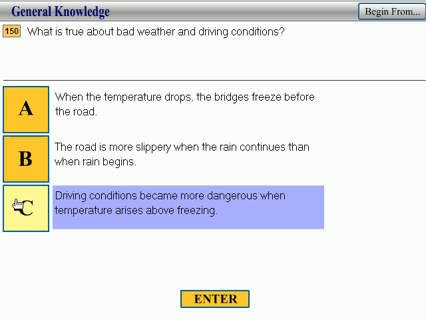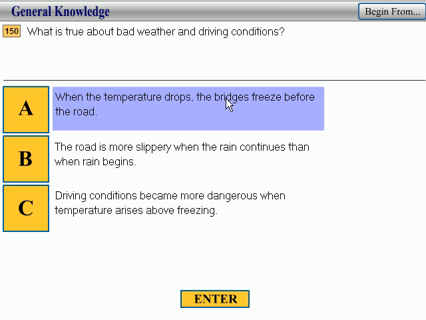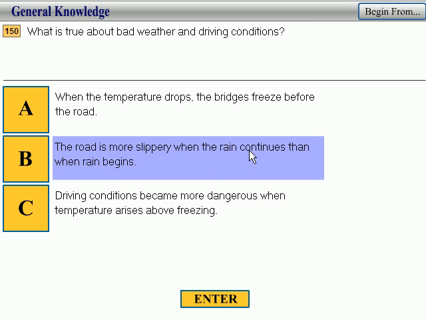It's saying what is true about bad weather and driving conditions. So I'm looking for a true statement. When the temperature drops, the bridges freeze before the road. Oh, I see, in referring to time, so the bridges freeze prior to the road. I don't know. Well, I would suppose there would be moisture above the bridge, and that might freeze before the road if the road is dry. B, the road is more slippery when the rain continues than when it begins.